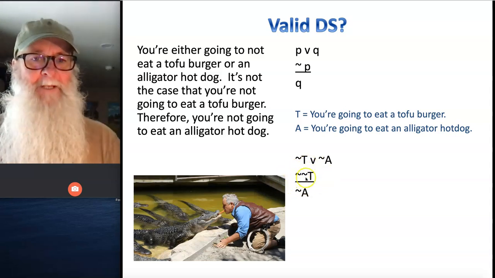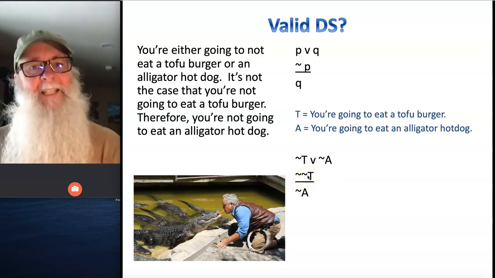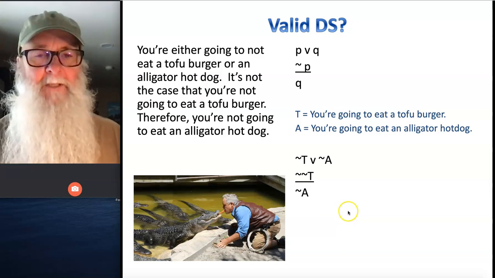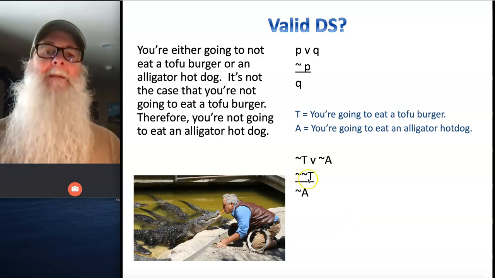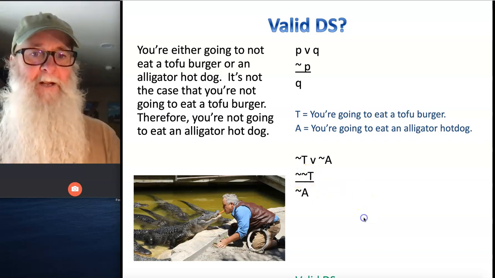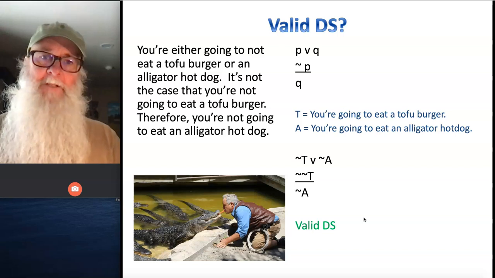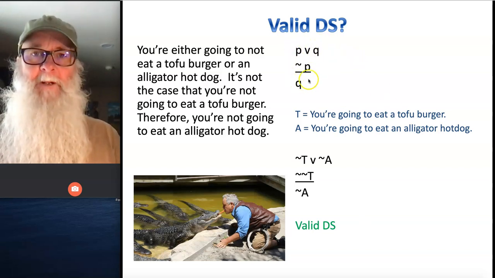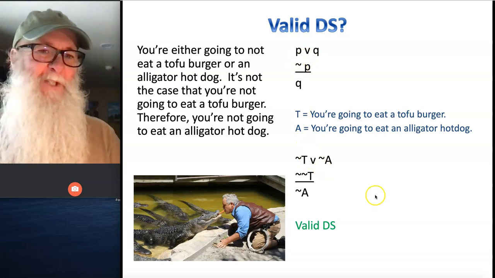So what the second premise is doing here is taking tilde T away from us. It's saying, I gave you tilde T as one possibility in the first premise, and in the second premise, I'm taking that possibility away by saying double tilde T. Now, this is a valid disjunctive syllogism. It actually does comply with this form of disjunctive syllogism. It just doesn't look like it.